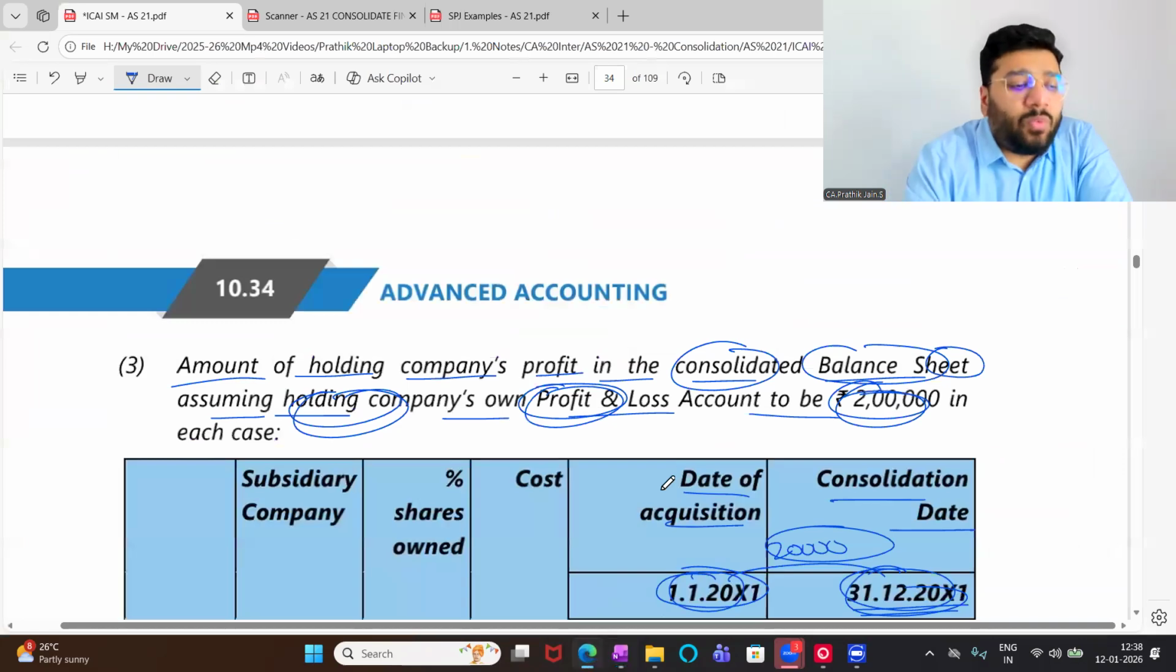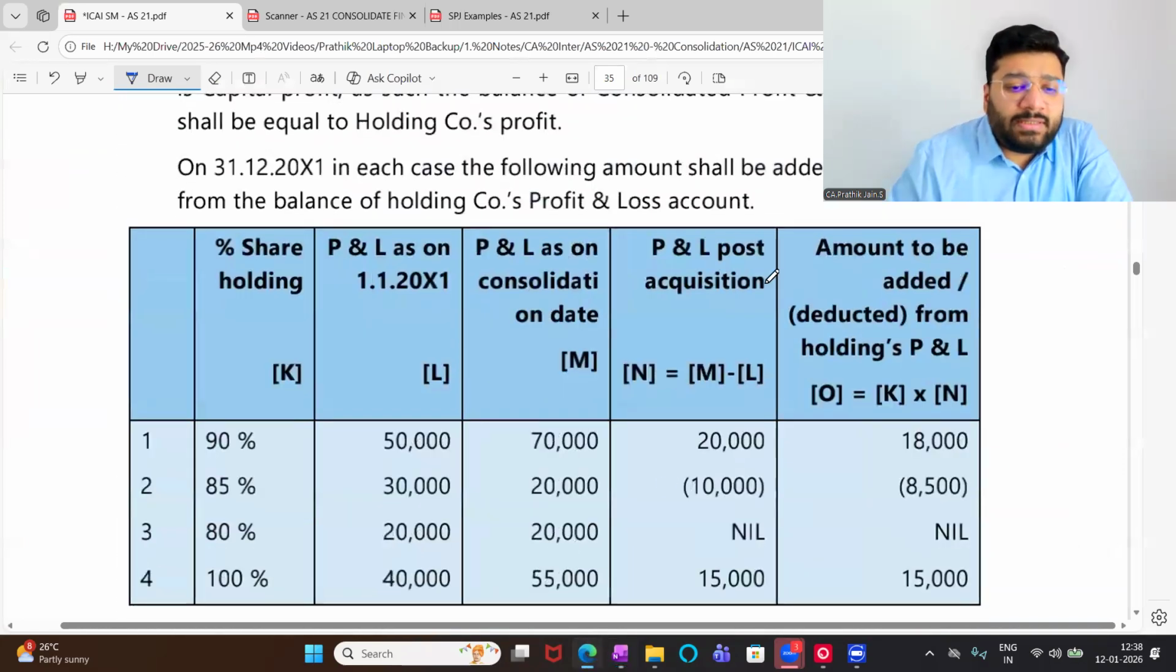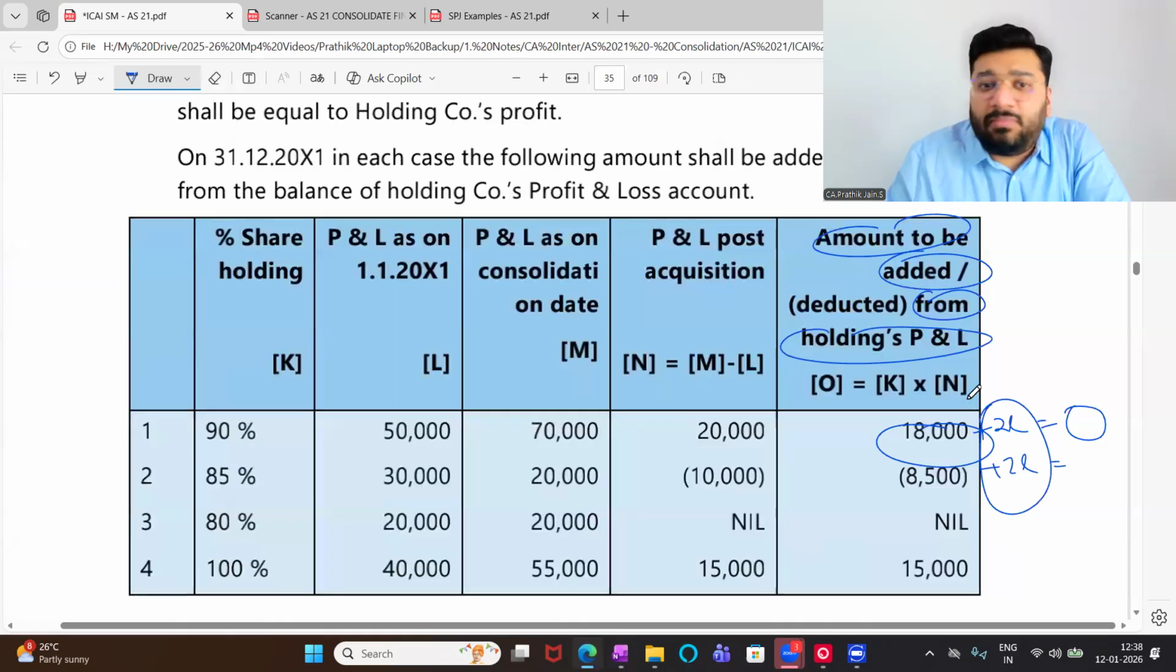If you observe in the textbook, what they've done is, what they've told is the amount to be added. Whatever is the profit of the holding company, they're supposed to add with that. So with this one, 18,000, 2 lakh, if you add, what will you get? 2 lakh 18,000. With this, if you take 2 lakh minus, what will you get? 1 lakh 91,500. So basically, the adding of 2 lakh is what they have not done in the column. They have told it in the format before.